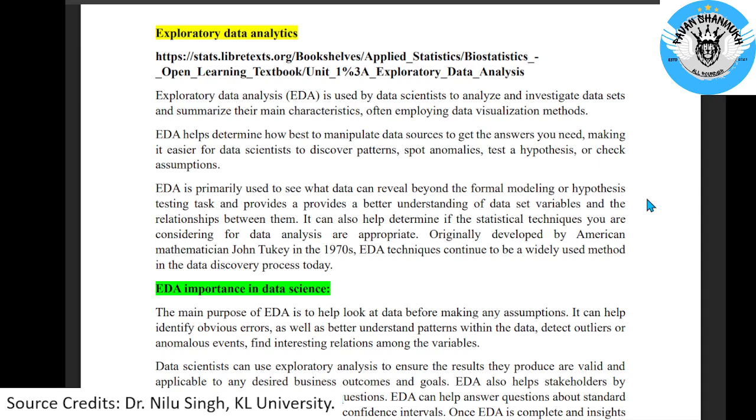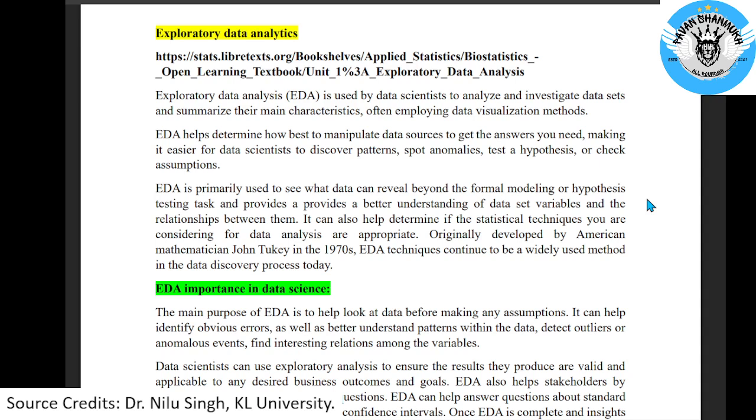So, then we can also find the relationships between the dataset variables. Relationships between the dataset variables is nothing but what is a dependent variable, what is an independent variable, and how both are affecting each other. That's it. And it can also help determine if the statistical techniques you are considering for data analysis are appropriate or not.